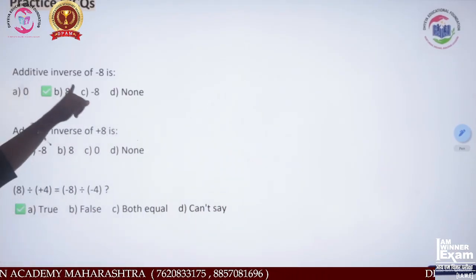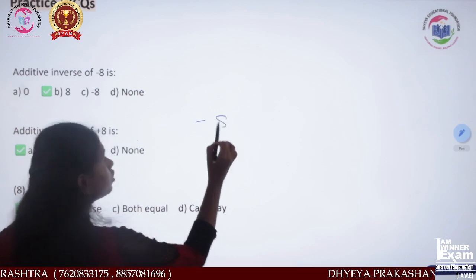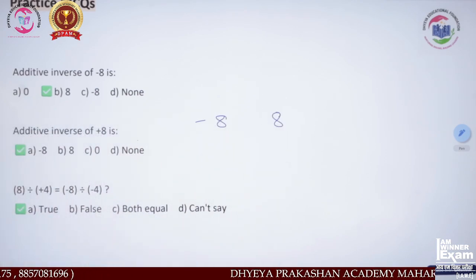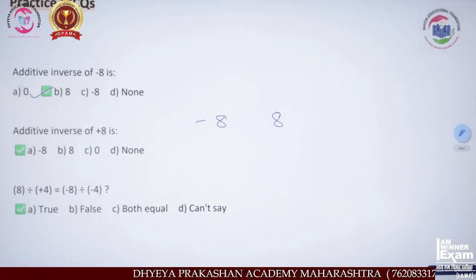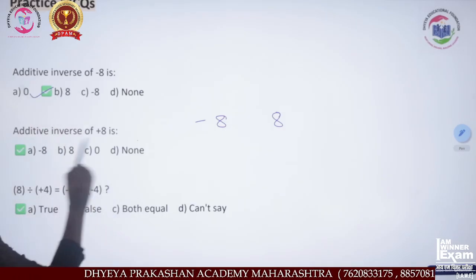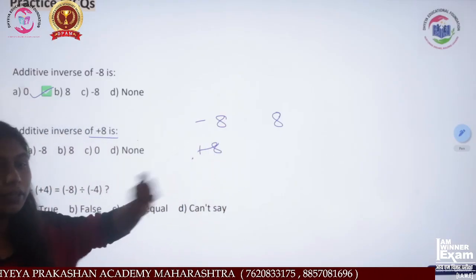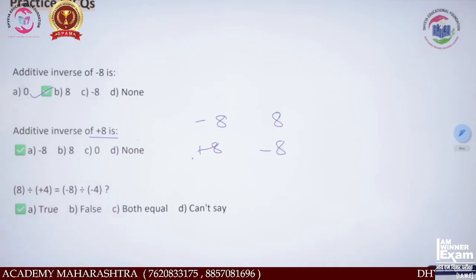So additive inverse of 8. Inverse of 8: minus 8. So it is minus 8. Now you just have to write it as a positive number. So what will be your answer? That is option number B, that is 8. Then next, additive inverse of positive 8. Now here is a plus sign, so you have to write a minus sign. So what is it? Minus 8. So answer A will be the correct option.